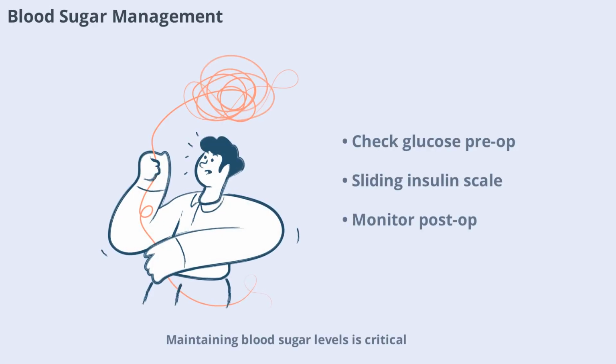Maintaining blood sugar levels is critical for diabetic patients undergoing oral surgery. Check the patient's blood glucose on the morning of surgery and adjust insulin as needed, often using a sliding scale. Monitor sugar levels intraoperatively and postoperatively to avoid hypoglycemia or hyperglycemia. Provide clear instructions regarding fasting and medication adjustments before the procedure. These steps help ensure a smooth recovery and reduce the risk of complications such as infection or delayed wound healing.